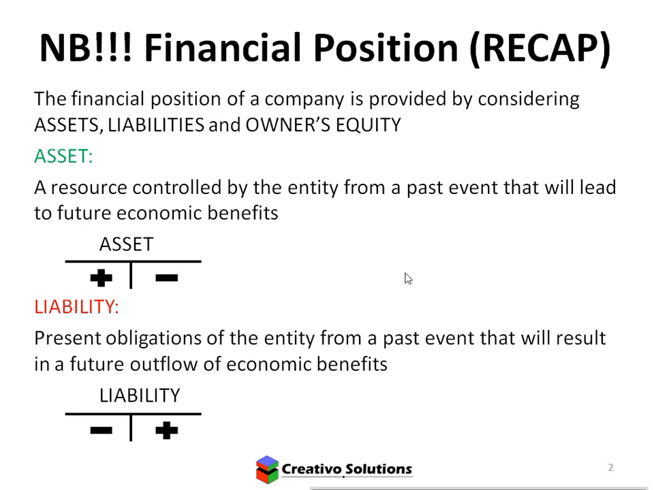How do I know what an asset is? Well, the definition is important. An asset is a resource that's controlled by the entity that arises from a past event that will lead to future economic benefits. Some of the assets we spoke about: vehicles, land and buildings. What are some of the others that you could get? What other ones did you find?